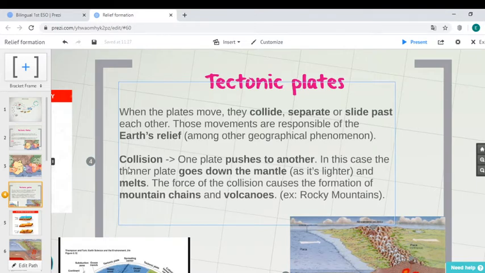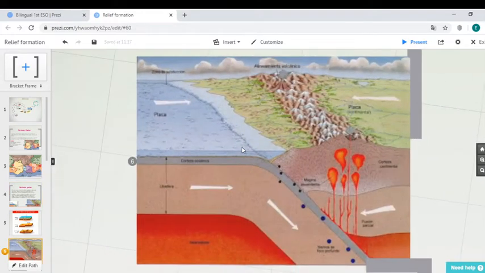In this case, when there's a collision, the thinner plate goes down the mantle because it's lighter and it melts. Now, pay attention to this picture. So we got two plates colliding: plate number A on the right side and plate number B on the left side.